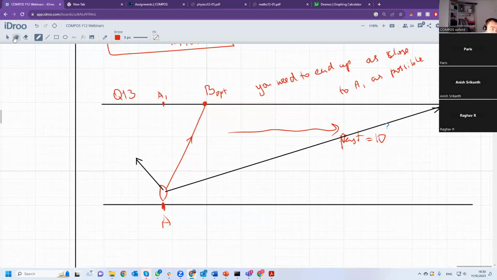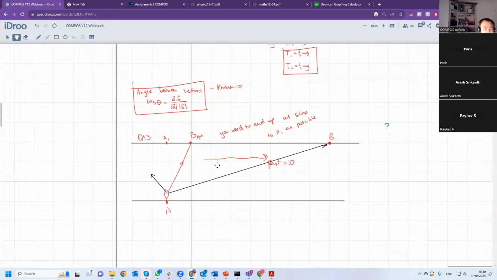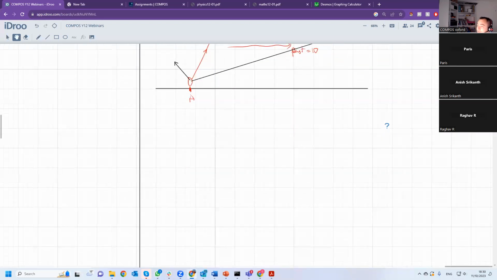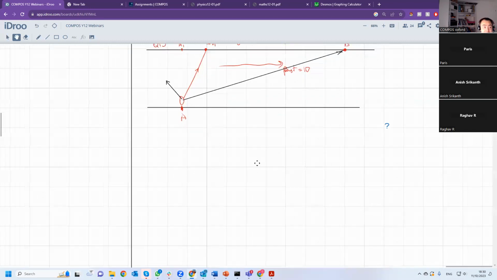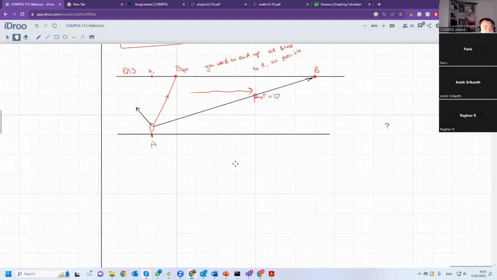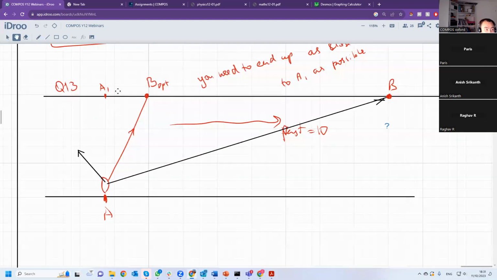Now, there's a very elegant solution for that. And I have discussed it multiple times in previous webinars. It is similar to question 7, but in question 7, the boat is faster, so you can just travel in a straight line.